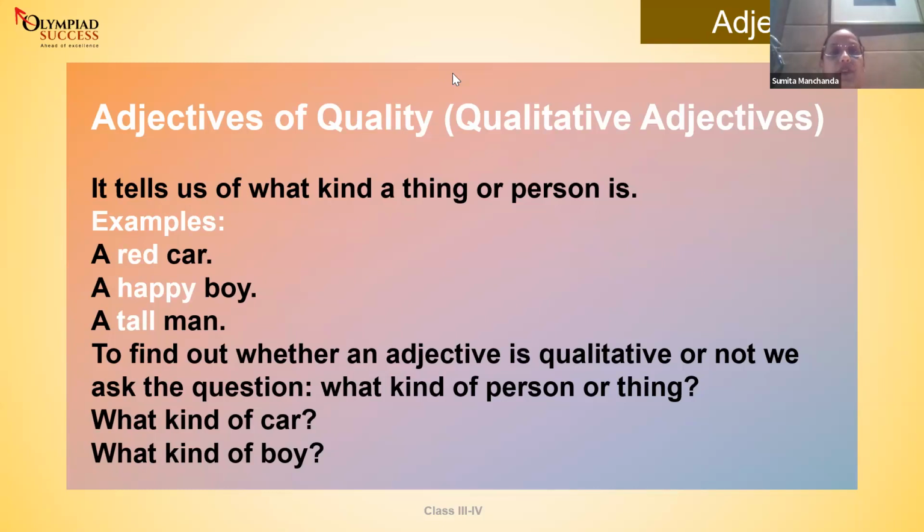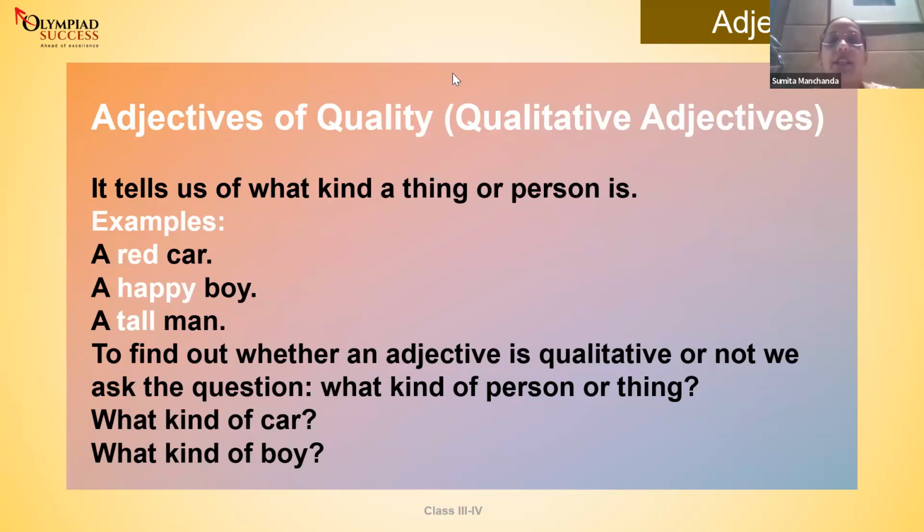Good, very good. Now, children, the second one: a happy boy. What kind of boy? So what should be the answer to this? Yes. That's correct. Very good. So see, you all are getting the answer. Happy. Happy is trying to tell us something more about that boy. It is trying to tell us about the quality of that boy.